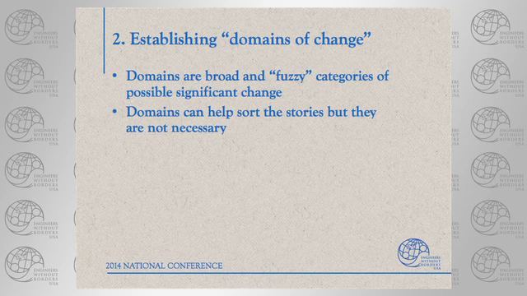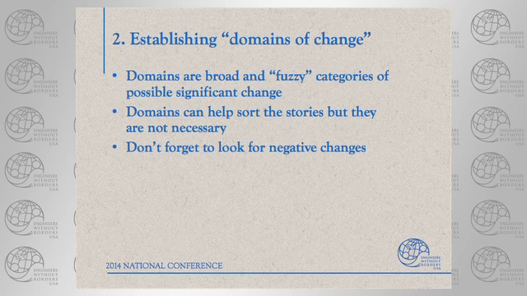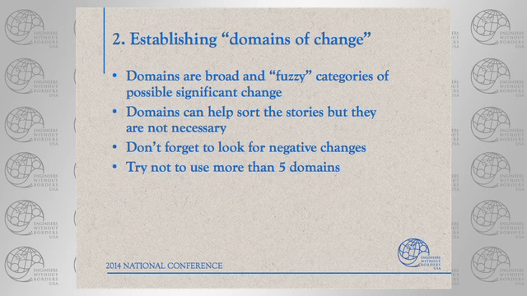If you're finding that there are no stories in a particular category, but there's a ton in a category that you didn't think was going to have some, you might need to split that out into several categories. They help you sort the stories, but they're not necessary. You don't necessarily have to sort the stories to begin with. It's really important to not overlook negative changes. Any change is what you're looking for, both positive and negative. You also don't want to have so many categories that there's just one story in each category.